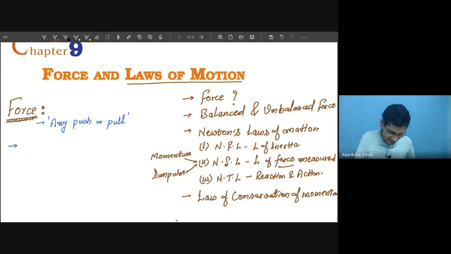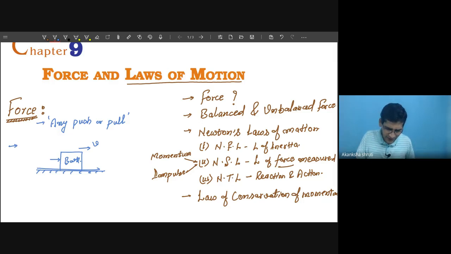What does it mean? Just consider a book placed over a table. If you apply a certain push or pull, if the push is very gentle, it is able to move, though earlier it might be at rest. This is the book. When it starts moving, whatever influence or agency you have applied to change the state from rest to motion, that is called the force.